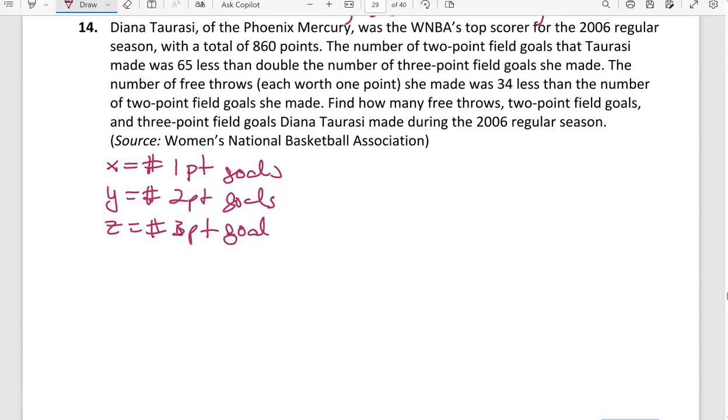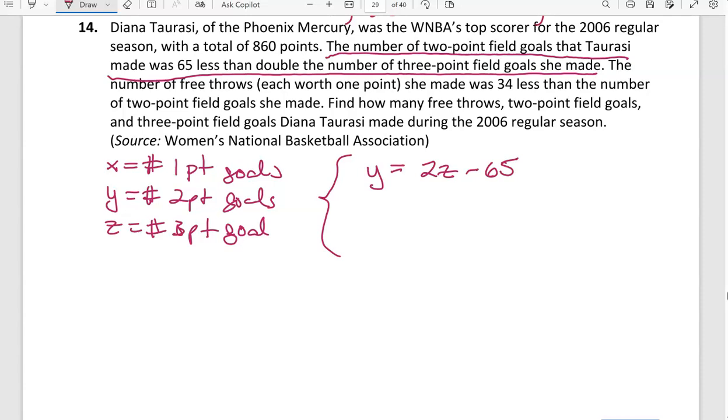And so we have one sentence here. The number of 2-point goals was 65 less than double the number of 3-point goals. So let's write that as an equation. The number of 2-point goals was, that would be equals, 65 less than double the number of 3 points. So double the number of 3 points is 2z. 65 less than that is 2z minus 65. There's one equation that'll have to be put in standard form.